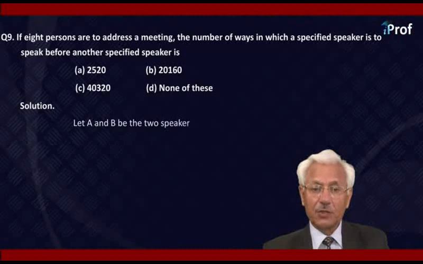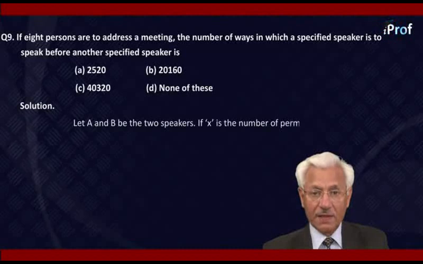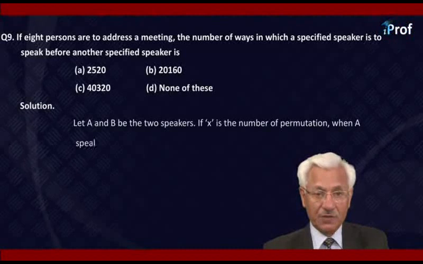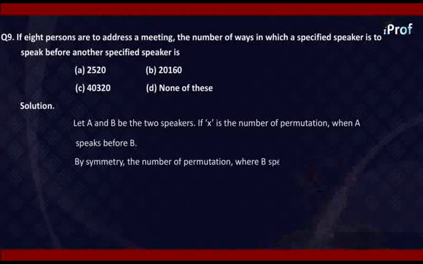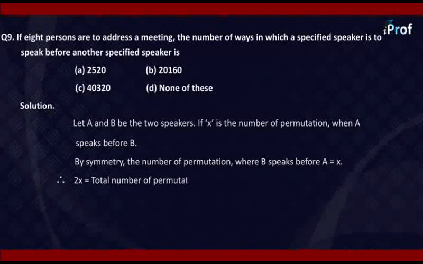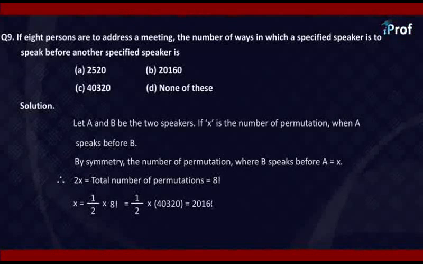Let A and B be the two speakers, and if X is the number of permutations when A speaks before B, then by symmetry the number of permutations where B speaks before A is also equal to X. Therefore, 2X is equal to the total number of permutations, which is 8 factorial. Therefore, X is equal to 1/2 of 8 factorial. That is 1 by 2 times 40,320, that is 20,160.